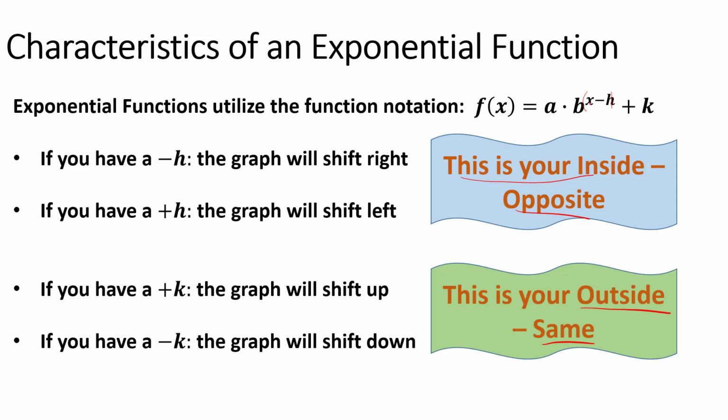So if that value is a negative h, the graph is going to shift to the right, the opposite of what it seems like it should. If it's a positive h, it will shift to the left, the opposite of what it seems like it should. If we have a plus k outside, it's going to cause our graph to shift up. If we have a minus k outside, it's going to shift down. It's going to be the same as what the operation sign seems to indicate.